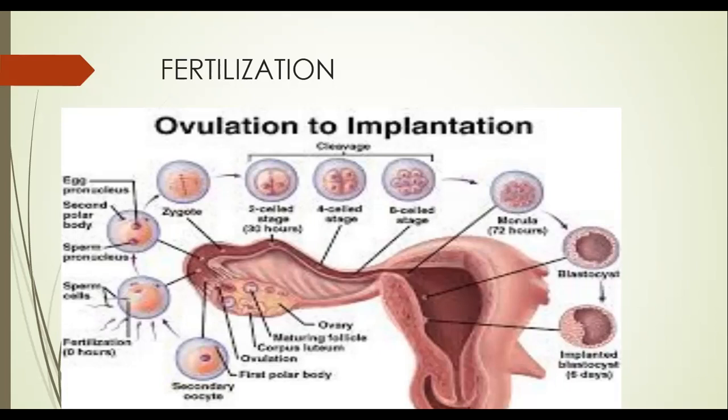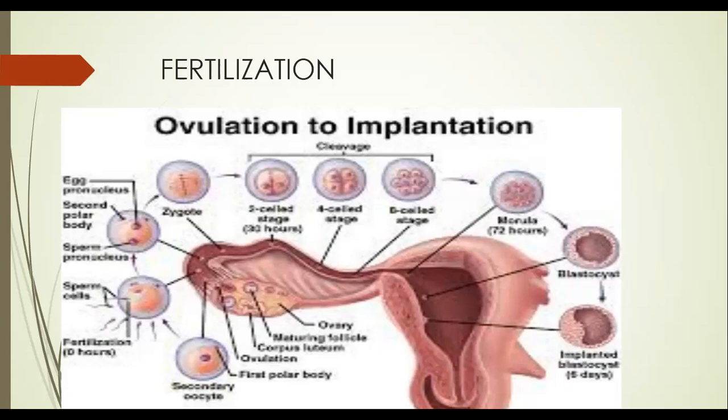Now what is happening to the cytotrophoblast? It is again divided into three layers, which are villus cytotrophoblast, interstitial cytotrophoblast, and intravascular trophoblast.